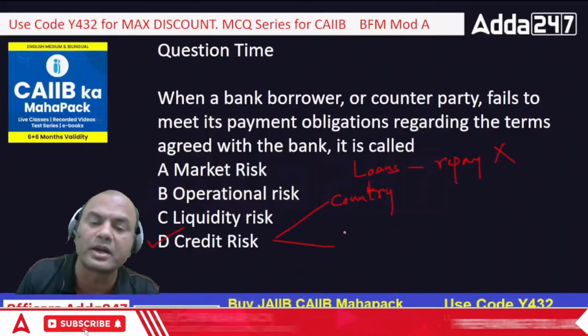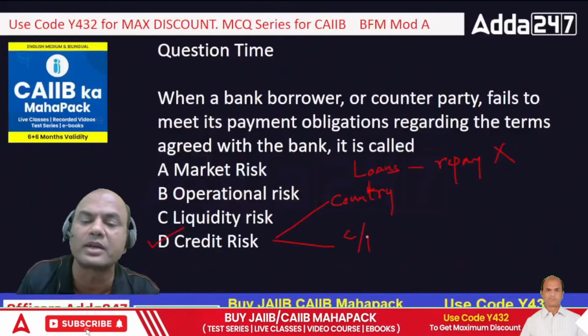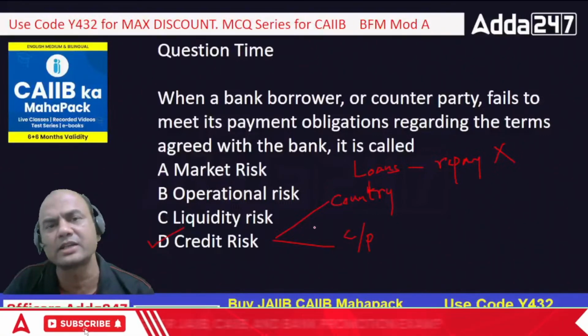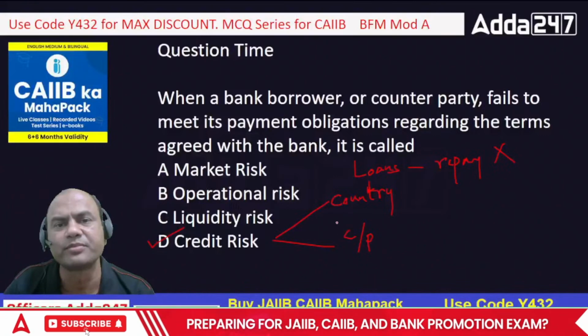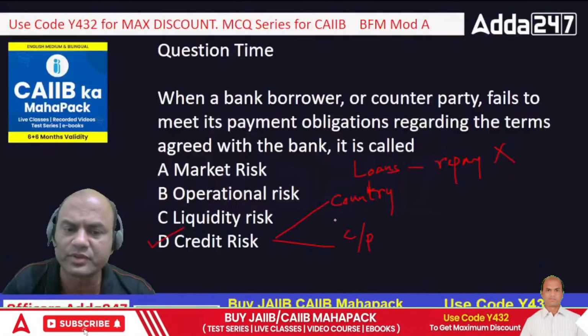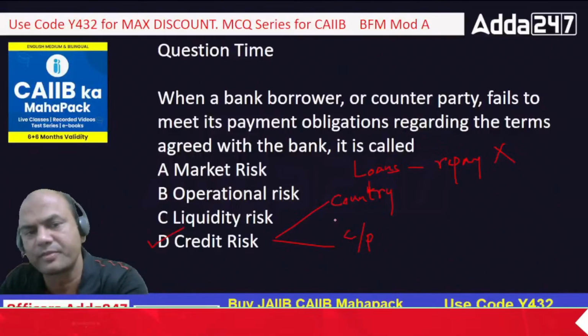Or second is counterparty. Counterparty means what? My customer itself is bad. I have not checked that customer. I have directly sold my goods to that person, and then that person is not paying me. Credit. So that is credit risk.